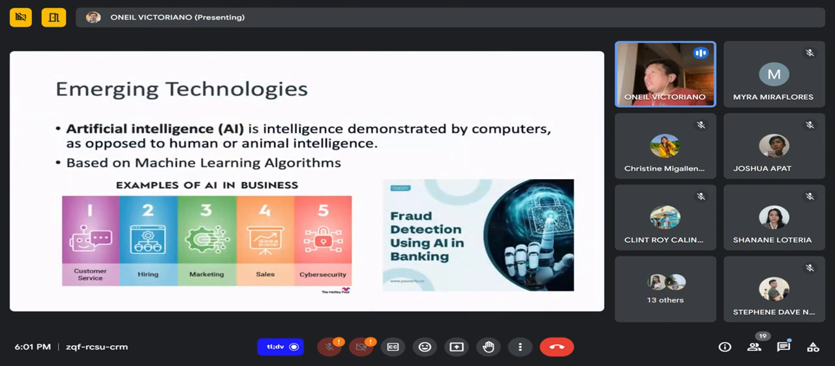Okay, another emerging technology would be AI now. AI is intelligence demonstrated by computers, as opposed to human or animal intelligence.